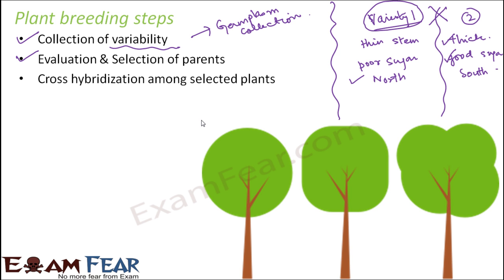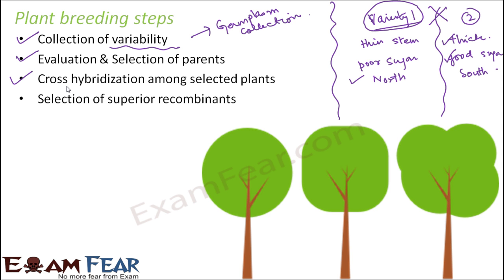Now once the parents are selected, then what happens? Cross hybridization among selected plants. Now whichever parents we have selected, so breeding takes place. That is, crossing will take place between those 2 parents. Now how crossing takes place? The pollen grain of one plant is placed on the stigma of the flowers of the female plant. So that is how pollination, which in turn is followed by fertilization, takes place in case of plants. So one's pollen grain should come in contact with the stigma of the other one.